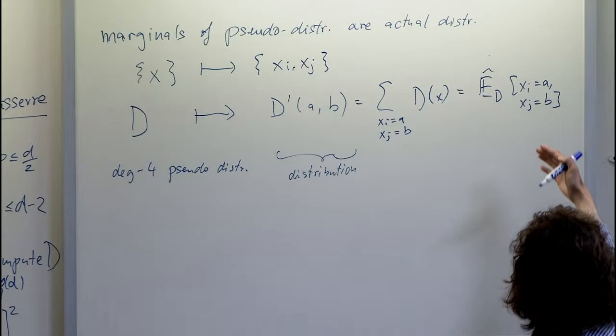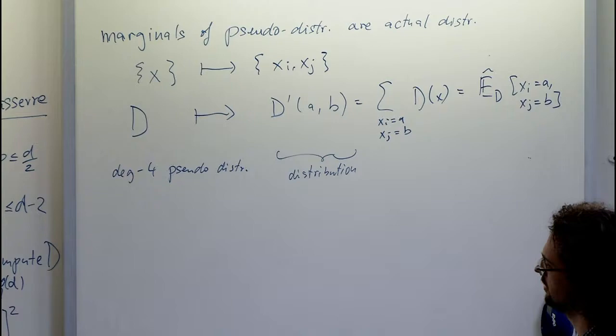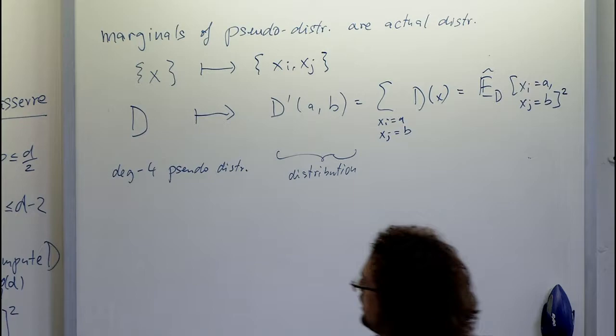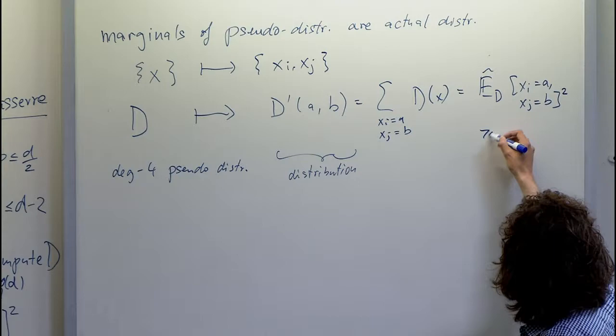And this event here is actually a square of a polynomial. But this is 0, 1, so squaring doesn't change it. So this here is the square of a degree 2 polynomial, and therefore, by this condition that we enforced, it's non-negative. Okay, and so that means that for all choices of A and B, this is a non-negative number.